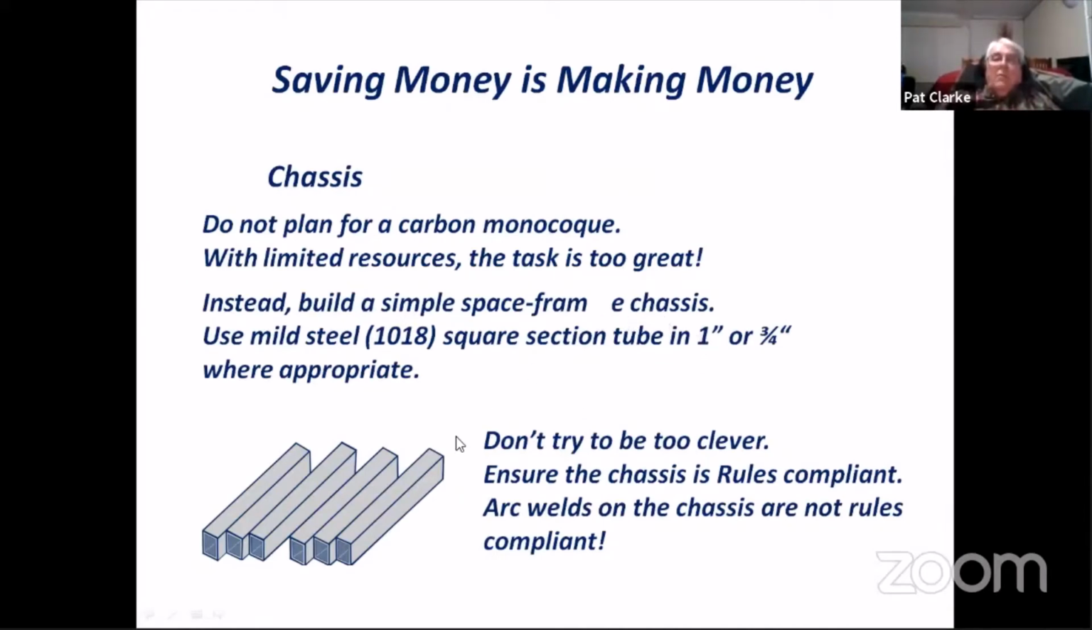If you measure the circumference of, say, a 1-inch square section tube, it will come to 4 inches. And if you measure the circumference of a round tube, it'll come to 3.15 inches, like the pi number. So the difference in weight between a chassis built from square section tube and one built from round section tube will be equal to the percentage difference in weight between 3.15 and 4.